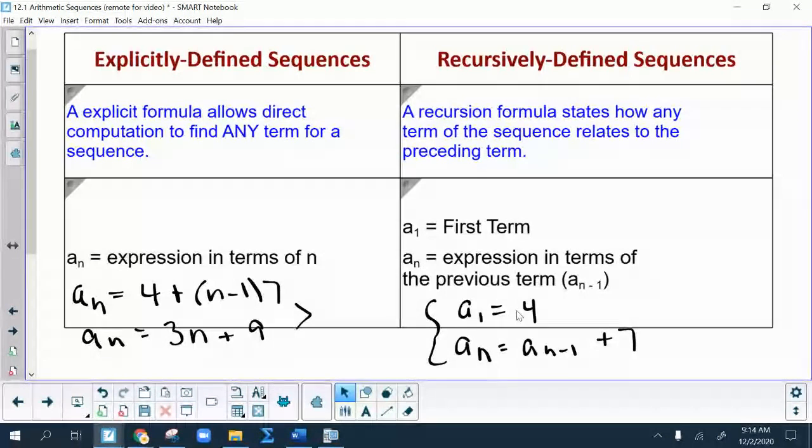Okay, this would be telling you the first term is 4, and then to get to the next term, you take 4, you put it in here, you add 7. And then to do the next one, you take the answer and you add 7. This always requires you to have all the terms that came before it.